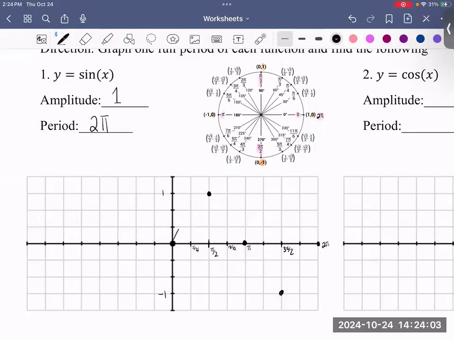So when we go to connect your dots, notice that sine starts down low and starts to come up high. Oh, let me redo that one.